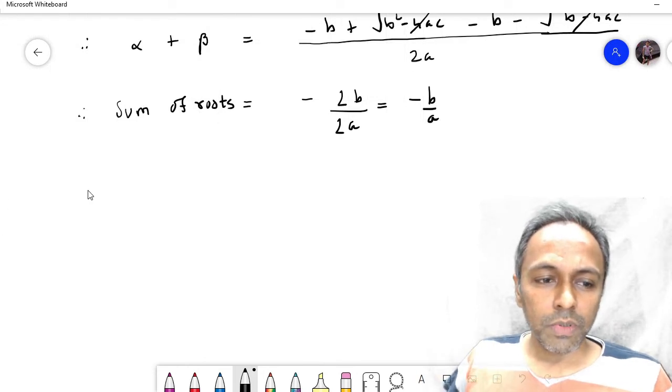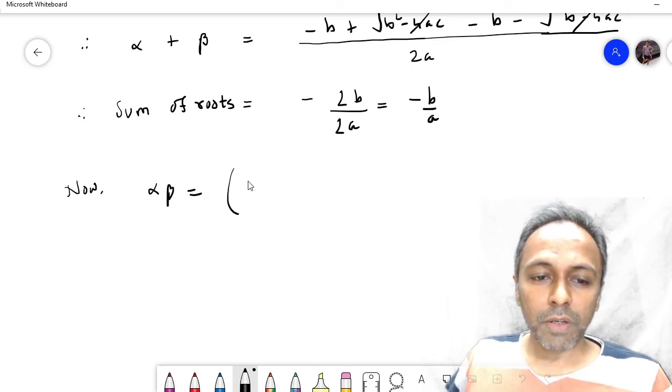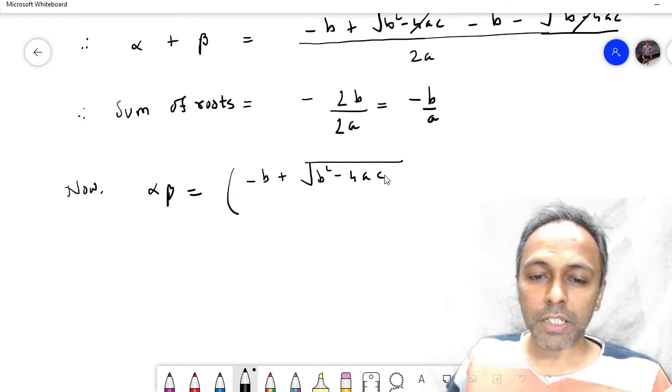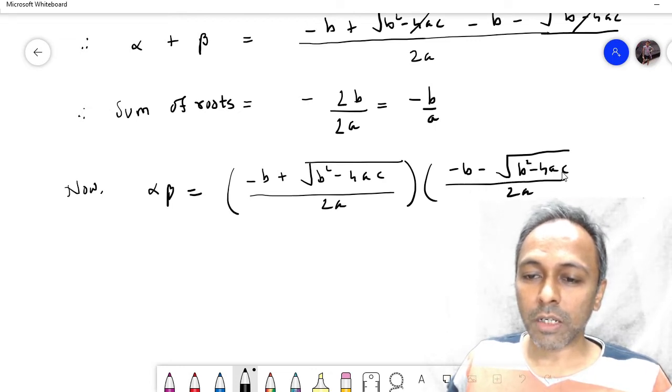Let us now try multiplying alpha and beta. Alpha was minus b plus root of b square minus 4ac upon 2a into minus b minus root of b square minus 4ac upon 2a.